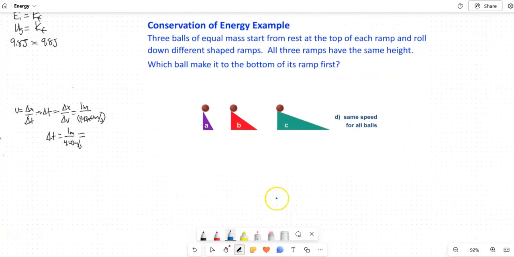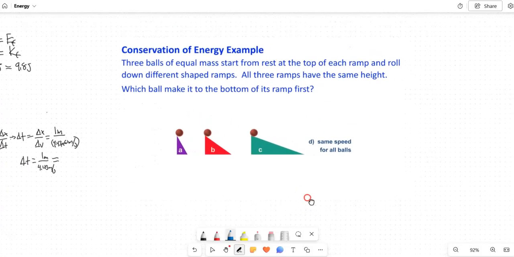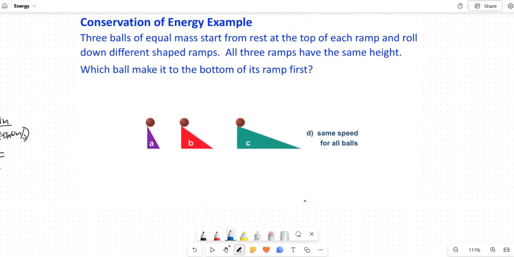Okay, let's test our understanding of conservation of energy. Let's say you had 3 balls of the same mass starting from the top of each one of these ramps. And they're all at the same height. I'm going to ask you a series of questions. This first one is which ball will make it to the bottom of the ramp first? They all start from the same height. Which one will get to the bottom of the ramp first? Pause the video now.